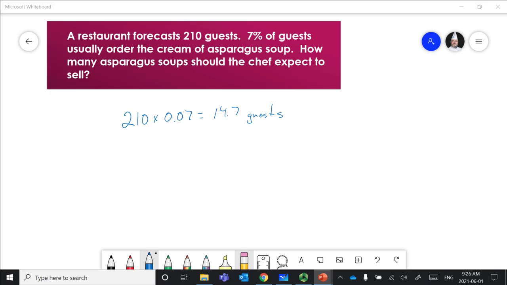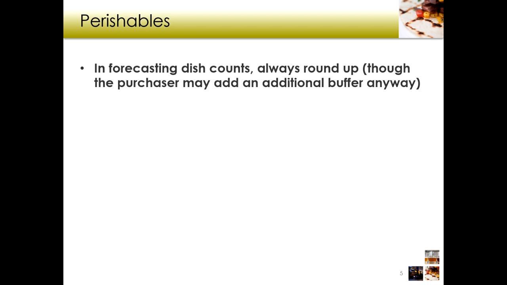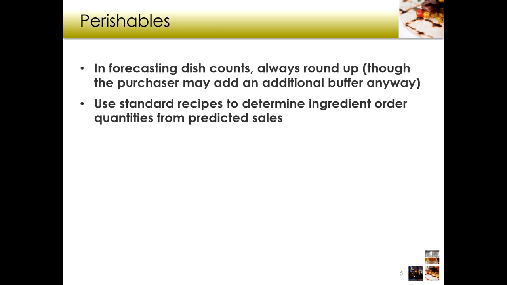All right, so in forecasting the dish counts, we always round up. So our answer was 14.7, right? We're always going to round up to 15 because we can't have 0.7 of a person, right? And it's better to have a little bit too much than not enough, right? We're going to use our standardized recipes to determine the ingredient order quantities from our predicted sales. So if our recipe for asparagus soup makes 12 portions, we need to adjust that using a conversion factor to make it for 15 portions so that we have enough asparagus soup, right?